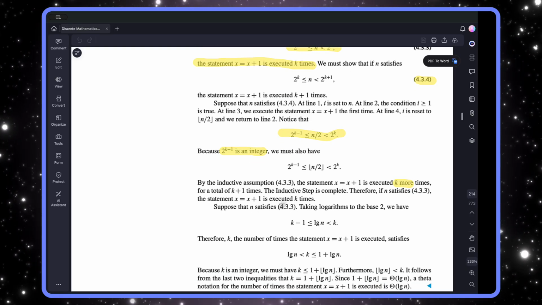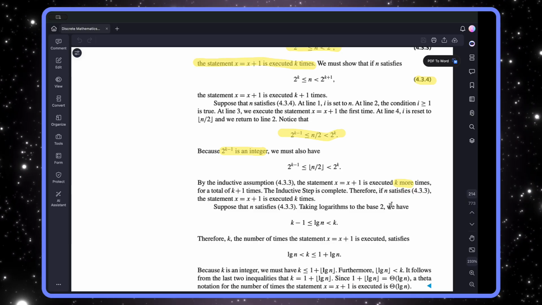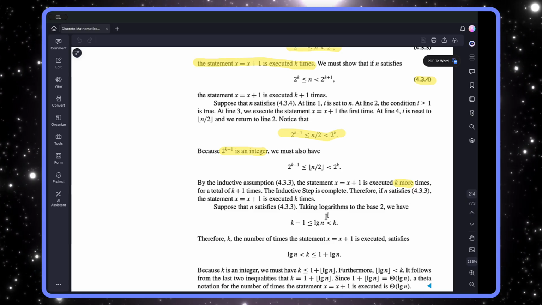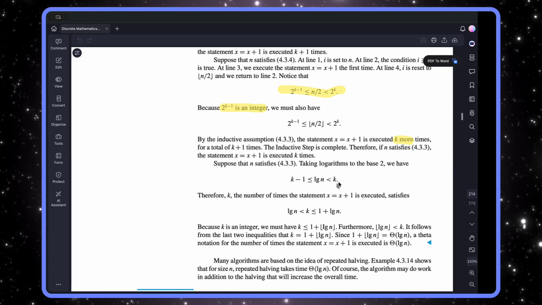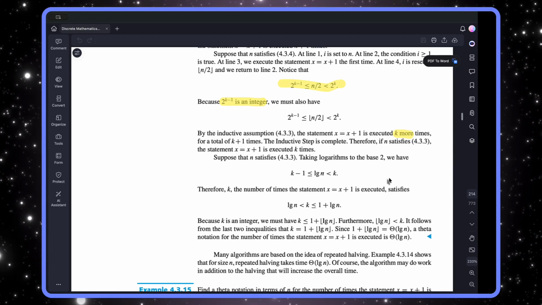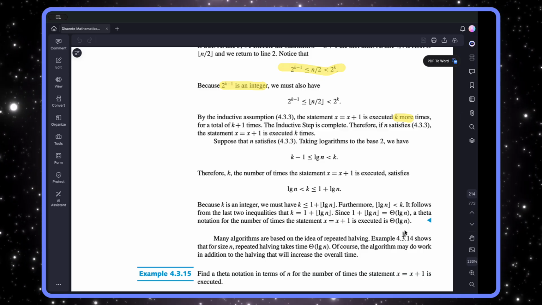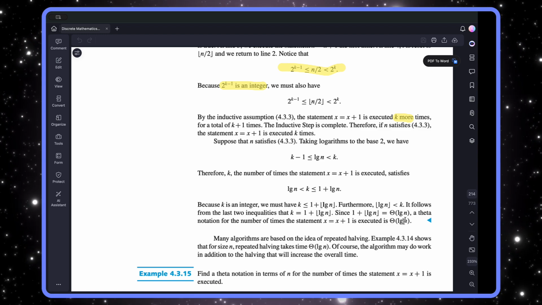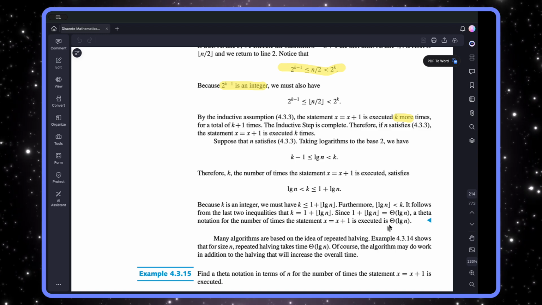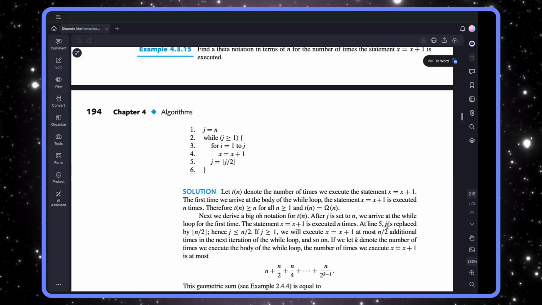Now, suppose that n satisfies that. Taking logarithms to the base 2, we have k minus 1 is less than or equal to the logarithm of n is less than k. Okay, so wrapping it all together, we can see that this algorithm, you can read this, actually executes in order logarithm of n. Okay? Those are the type of calculations that are done.